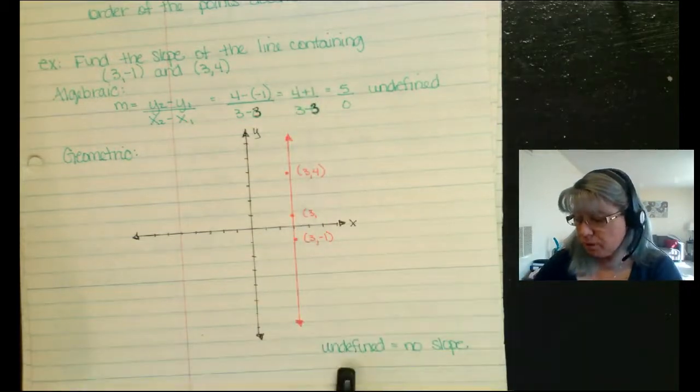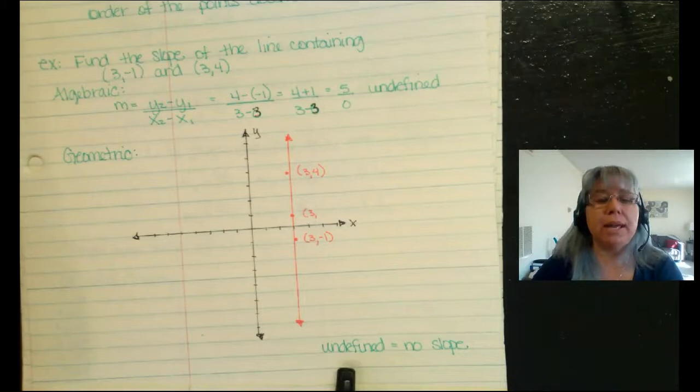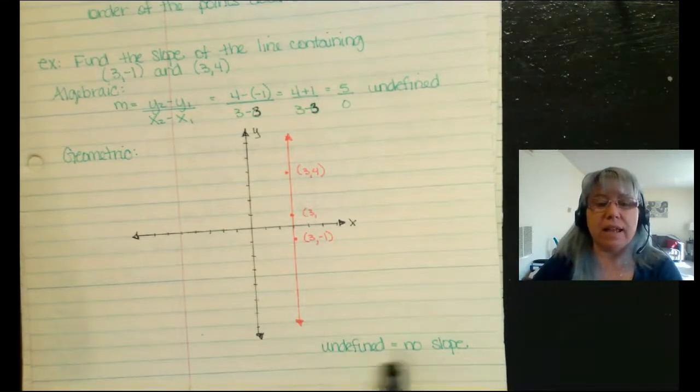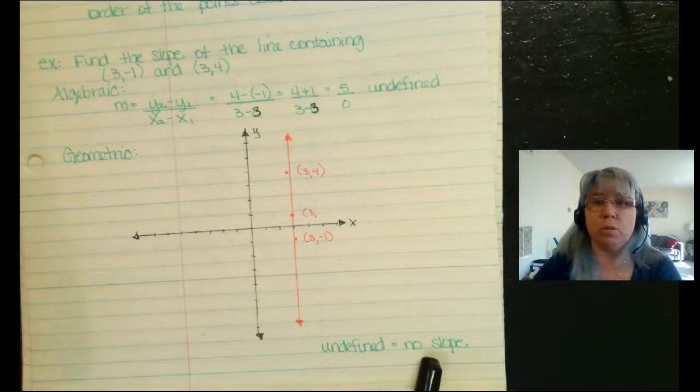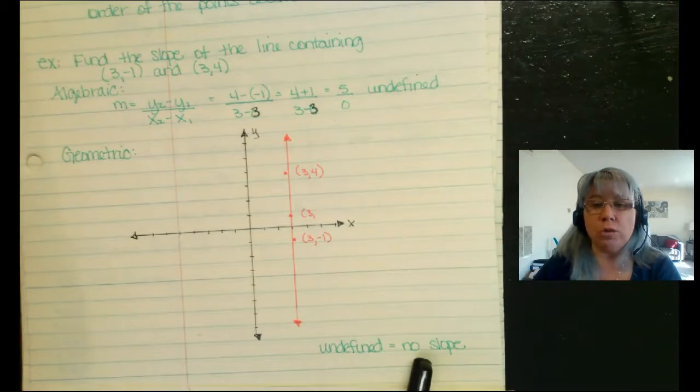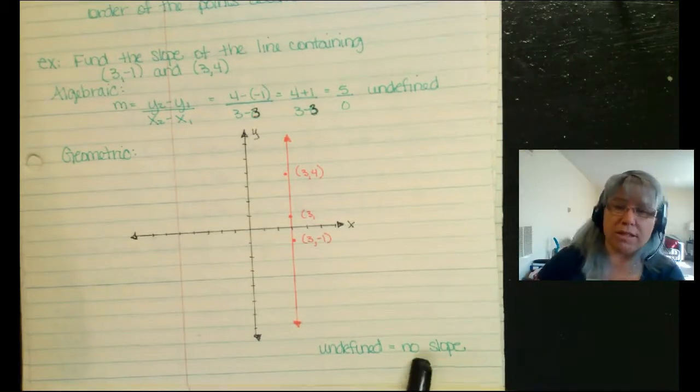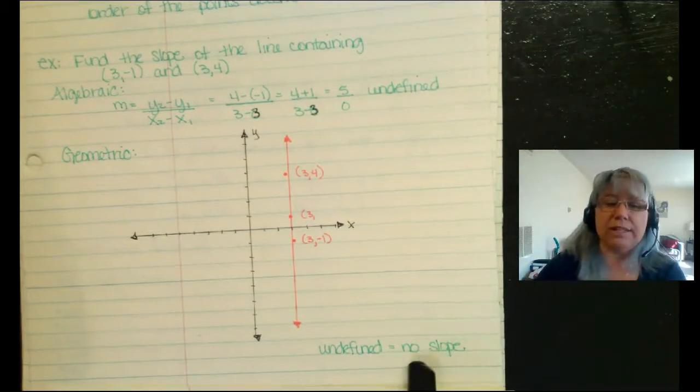Therefore, when we run across algebraically undefined, that will equal no slope, not zero slope. That's something totally different, but no slope whatsoever. Our wall is not leaning one way or the other. It is no slope.